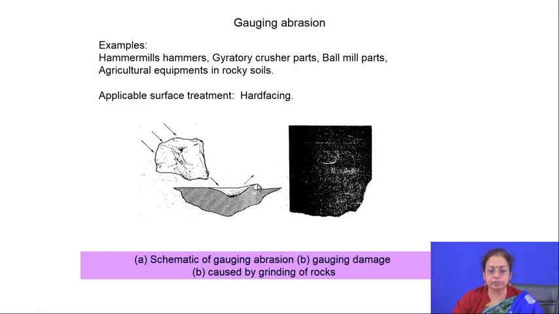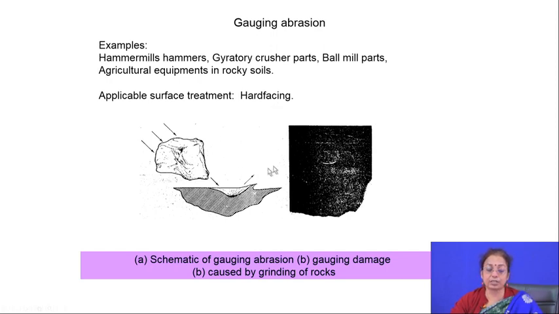Here this phenomenon is a little different. You call it gouging abrasion when the component is subjected to very heavy load for a very short period of time, that is, when the component is subjected to impact loading. For example, in gyratory crusher, hammer mill hammers, ball mill parts, and agricultural equipment in rocky soils, heavy components come in contact with another surface with a very heavy striking load for a very short period of time. There again the same phenomenon is responsible: deformation of the material from the surface, subsurface crack initiation and failure of the component.